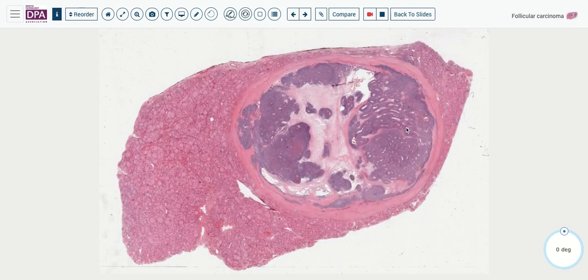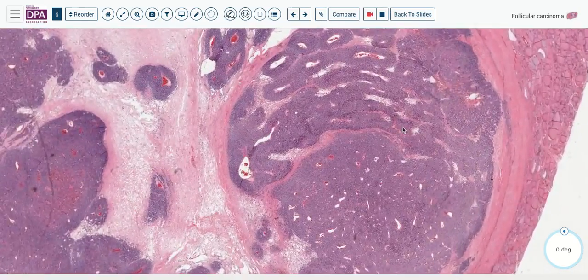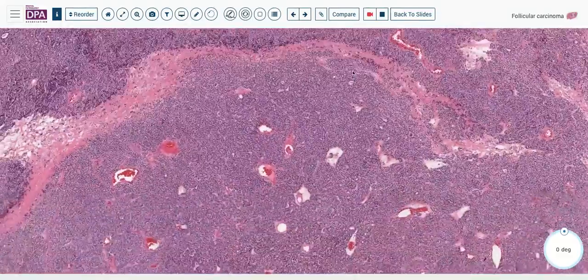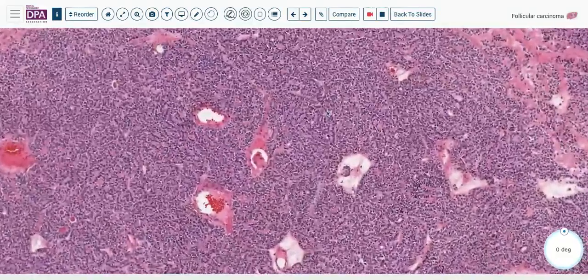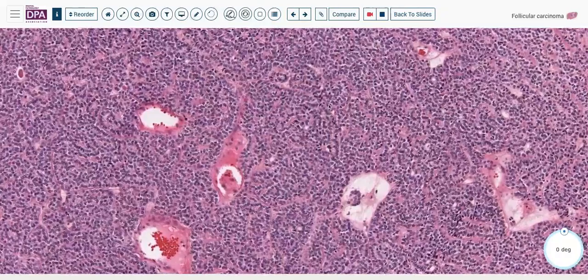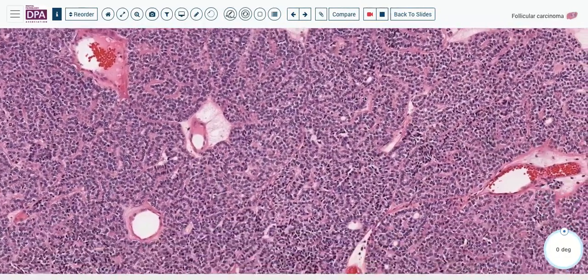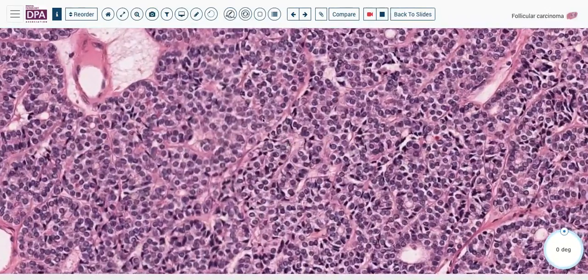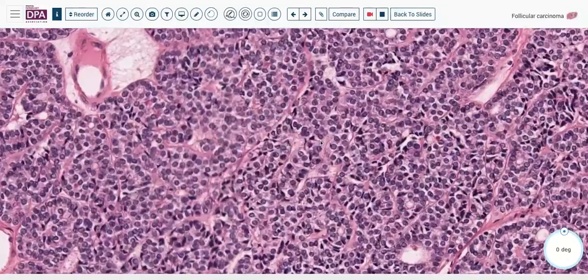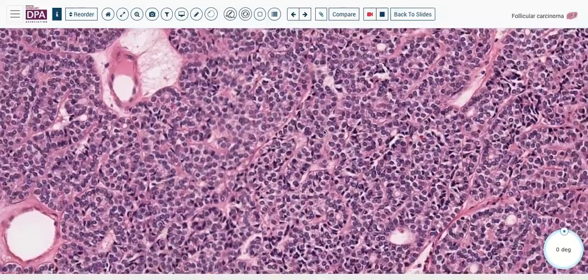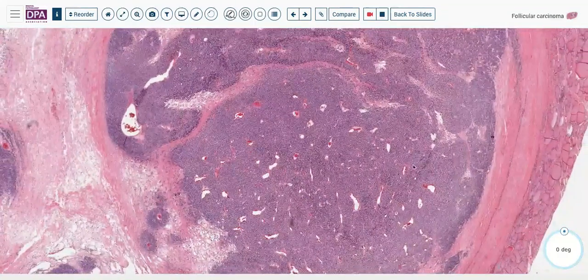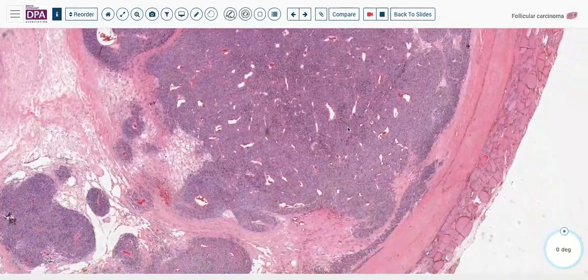Here's another lesion. At low magnification, this is a little bit harder to see that it's follicular, but as we come into higher magnification, I think we can see that there's a solid and microfollicular pattern here, very small follicle structures. We don't see papillary carcinoma nuclear features. They're generally round, uniform nuclei. So then the question is, do we have capsular invasion with this lesion?